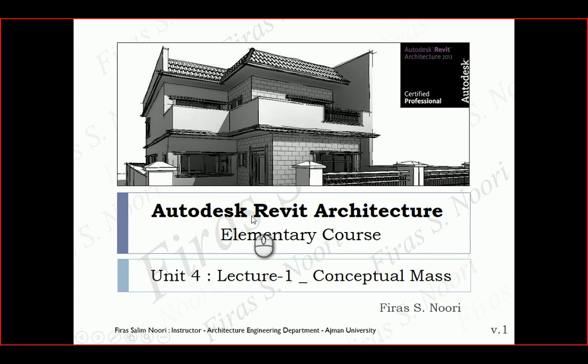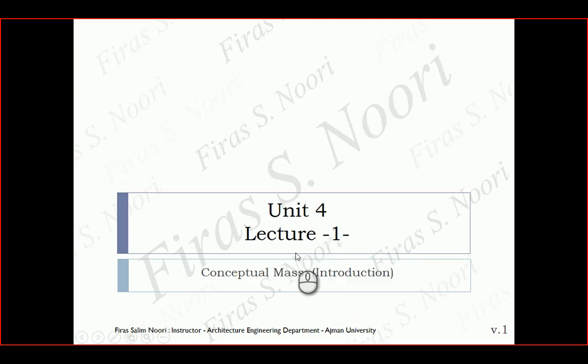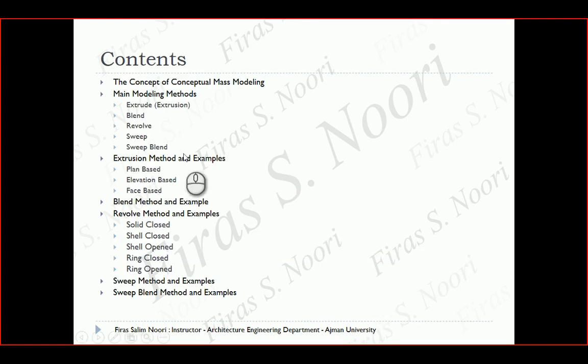Hi, in today's lecture of Autodesk Revit Architecture Elementary course, we're going to have a look at Unit 4, Lecture 1, Conceptual Mass. In this lecture, which is the first lecture of that unit, we're going to have just an introduction to explore and understand the concept of conceptual mass modeling and what the main components of the modeling method are, starting with Extrude, Blend, Revolve, Sweep, and Sweep Blend.